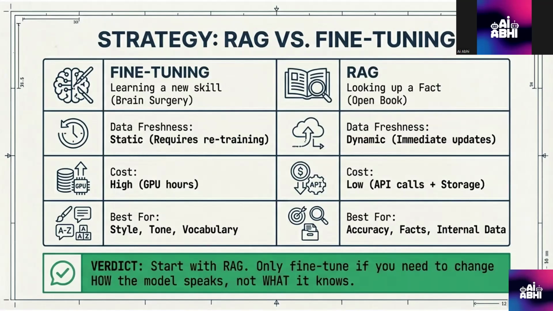So in most real world cases, RAG is the right choice. It's cheaper, faster, and gives you more control. You can combine both: fine tune a model for your domain style and use RAG for factual answers. But if you're picking one, start with RAG.